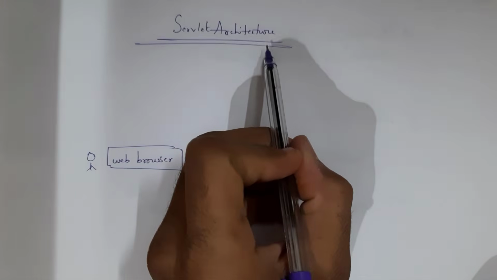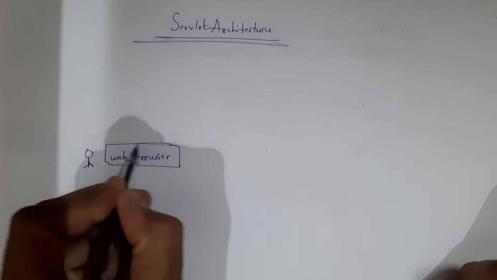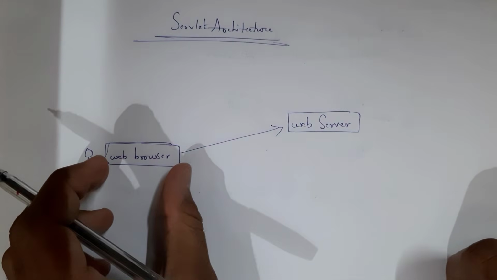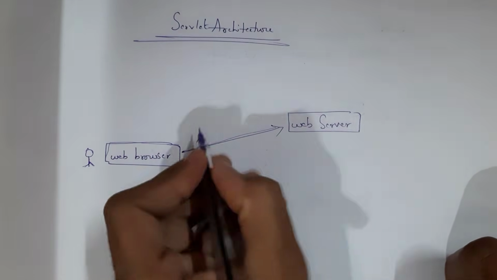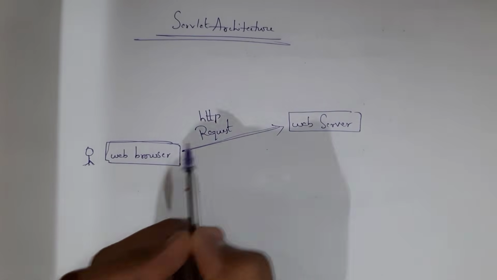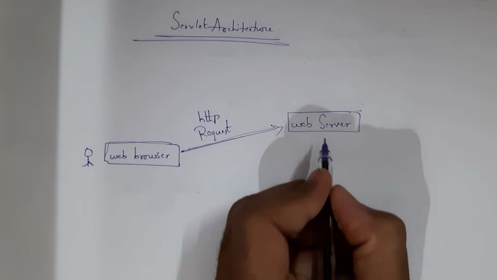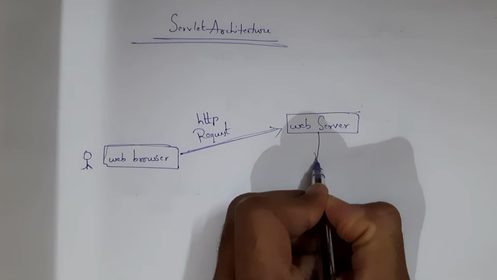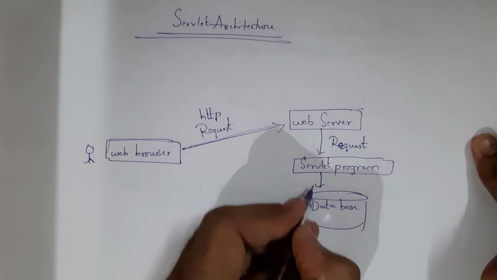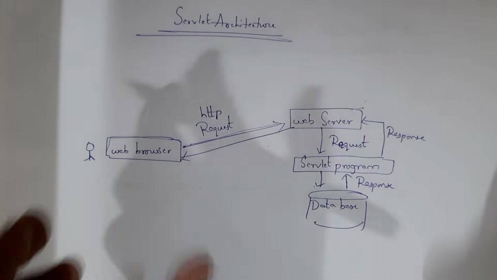Next, servlet architecture. For example, a user from his web browser sends a request to the web server. This request is known as an HTTP request. The web server receives this HTTP request and sends it to the servlet. The servlet will process the request, using the database if needed, and provide a response to the client. The user will receive the response.